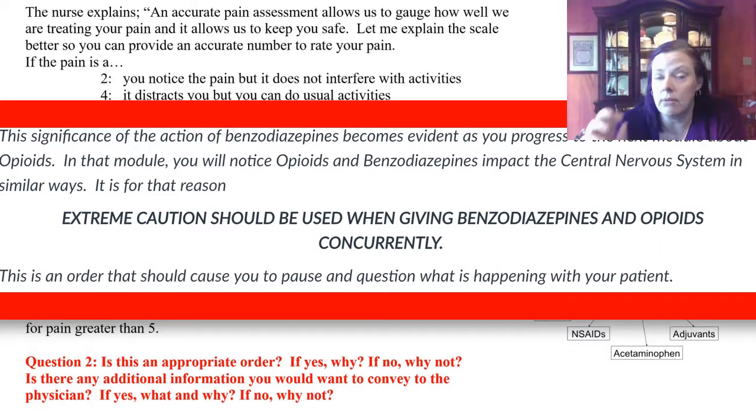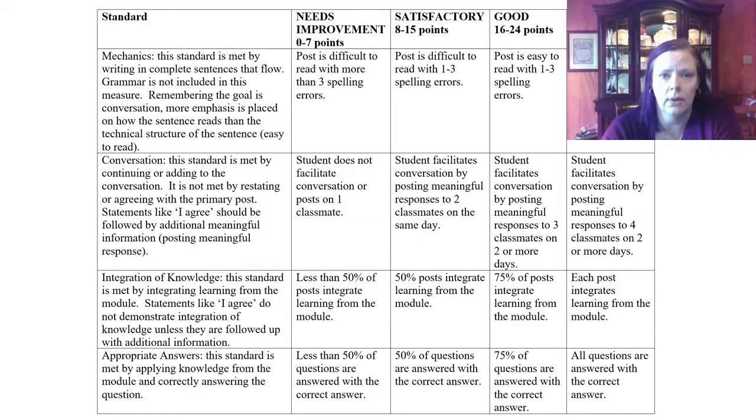Additionally, we remember from this course, if not from other places, that extreme caution should be used when giving benzos with opioids, and this patient is already on a benzo. So when we give the opioid to this benzo patient, we increase the risk or the likelihood of overdose exponentially. And for that reason, we would also question that before we gave the Norco. Not telling you you can't do it. I'm just telling you it should raise a significant question in your mind before you do it.